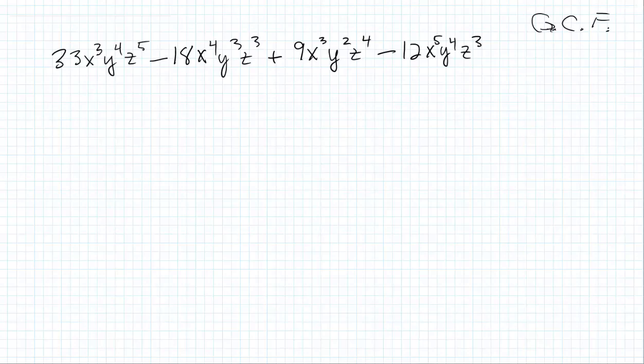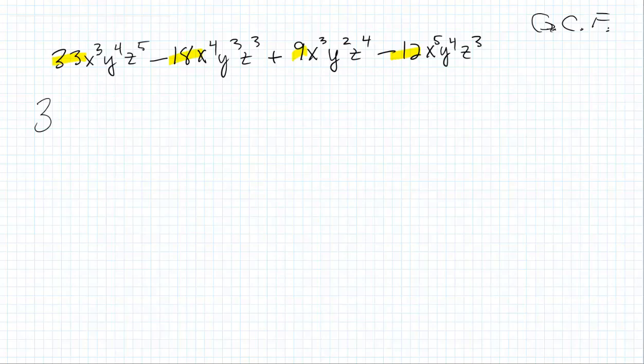First thing I notice is I will look at these coefficients and determine if they have any common factors. You can think about your times tables to decide. The 33 I know can be divided by 3, so can 18, so can 9, and so can 12. 33 is kind of odd because it's only 3 times 11. So it looks like 3 would be the greatest common factor for those coefficients of each term. So that'll be part of my GCF, and I'll have a 3.